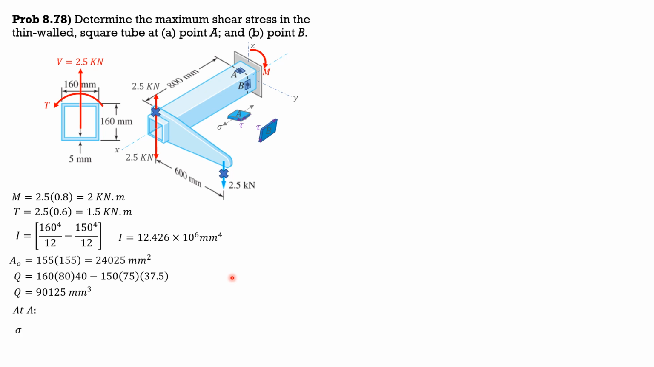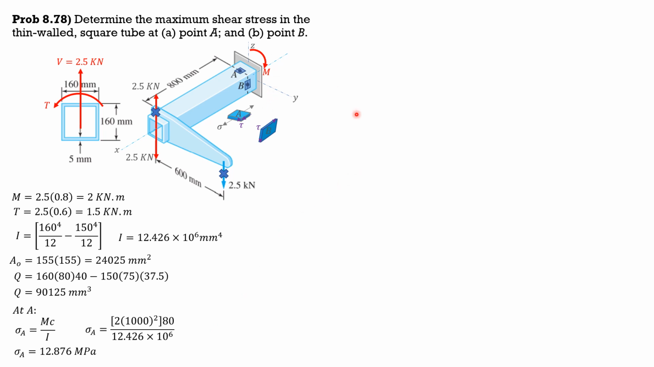Then at A, sigma A normal is Mc over I. So moment is 2 times 1000 squared to convert it to Newton mm. C is half of 160, 80 mm. Moment of inertia 12.426 times 10 to the 6. So cancel out 1000 squared and 10 to the 6. Sigma A is 12.876 megapascals.